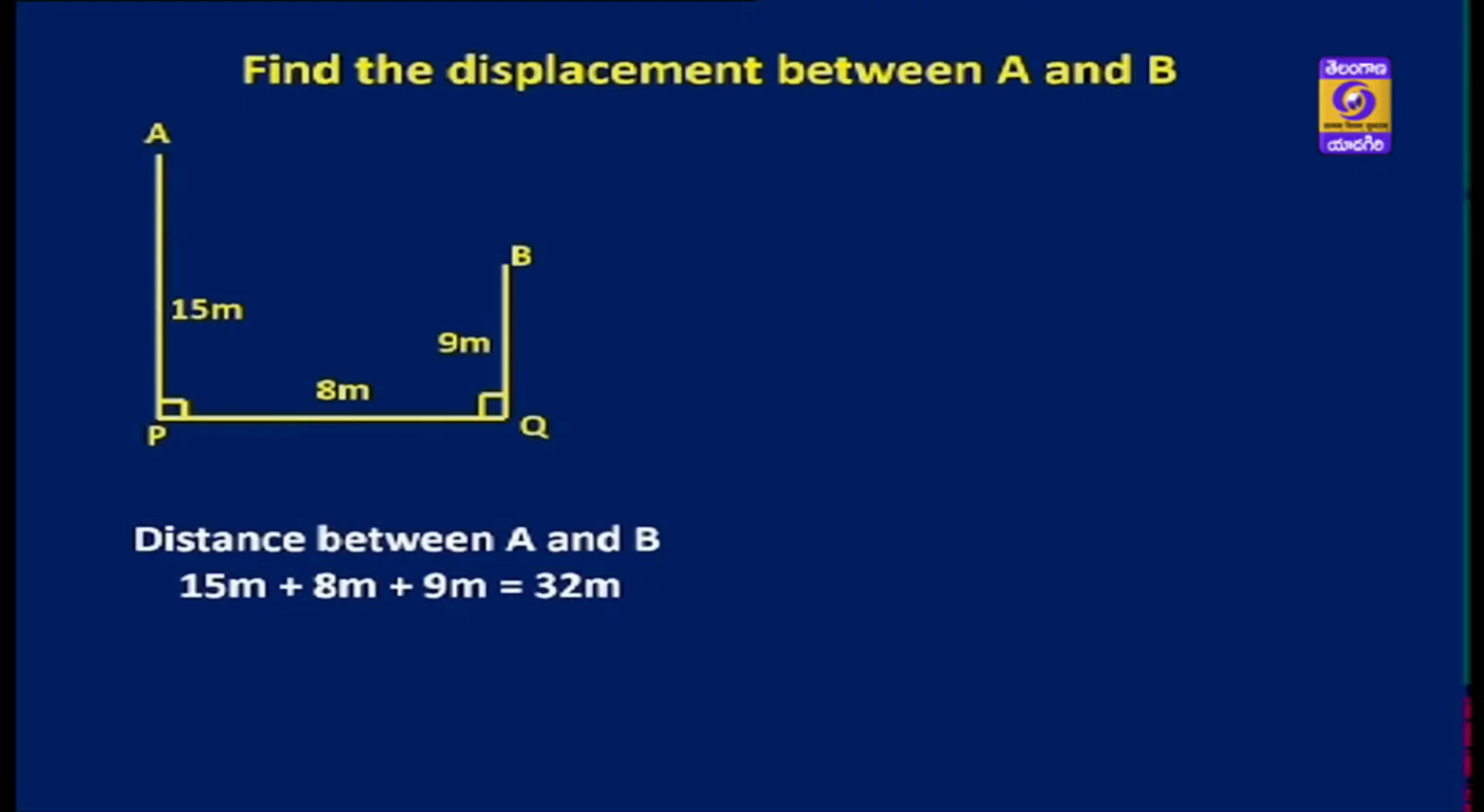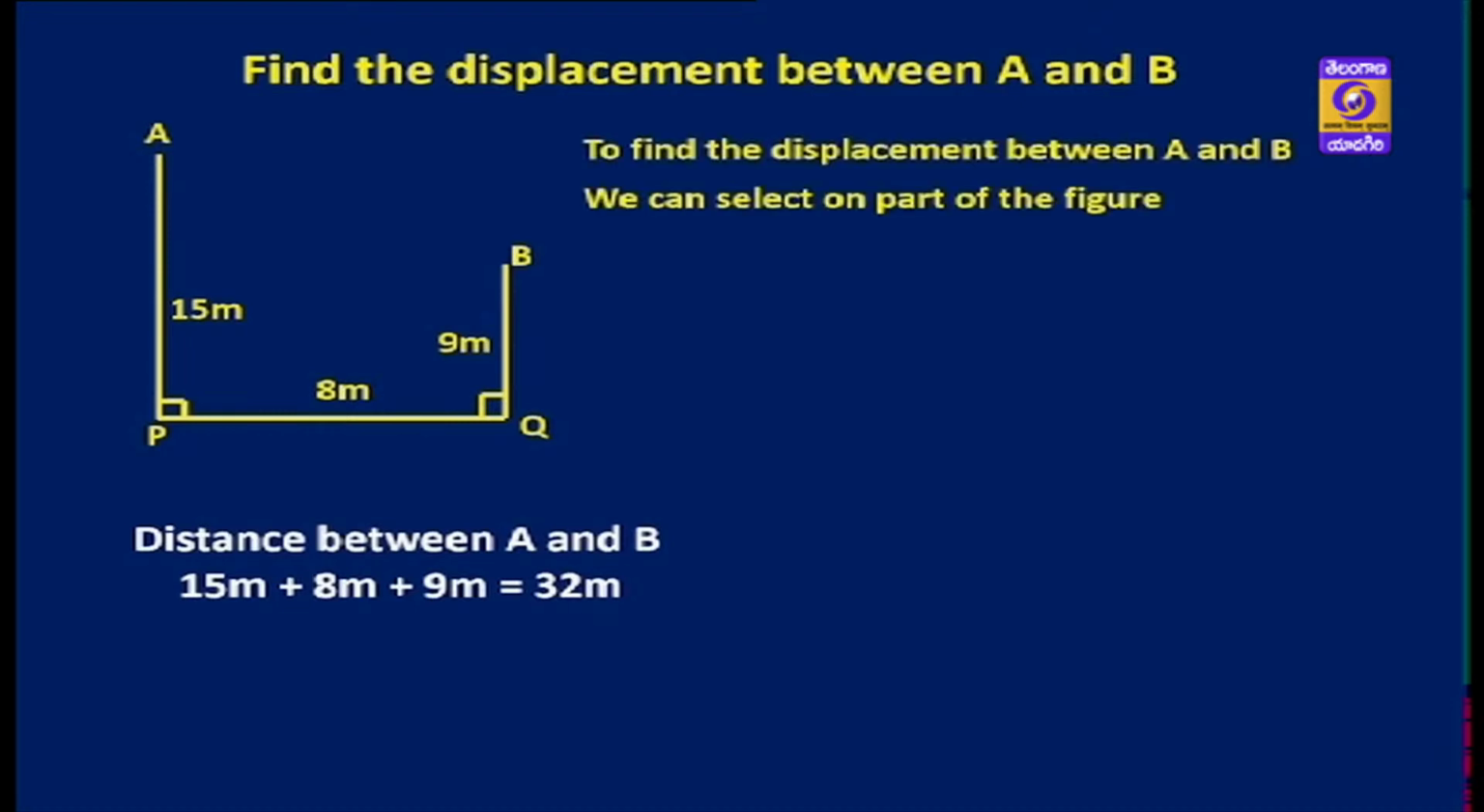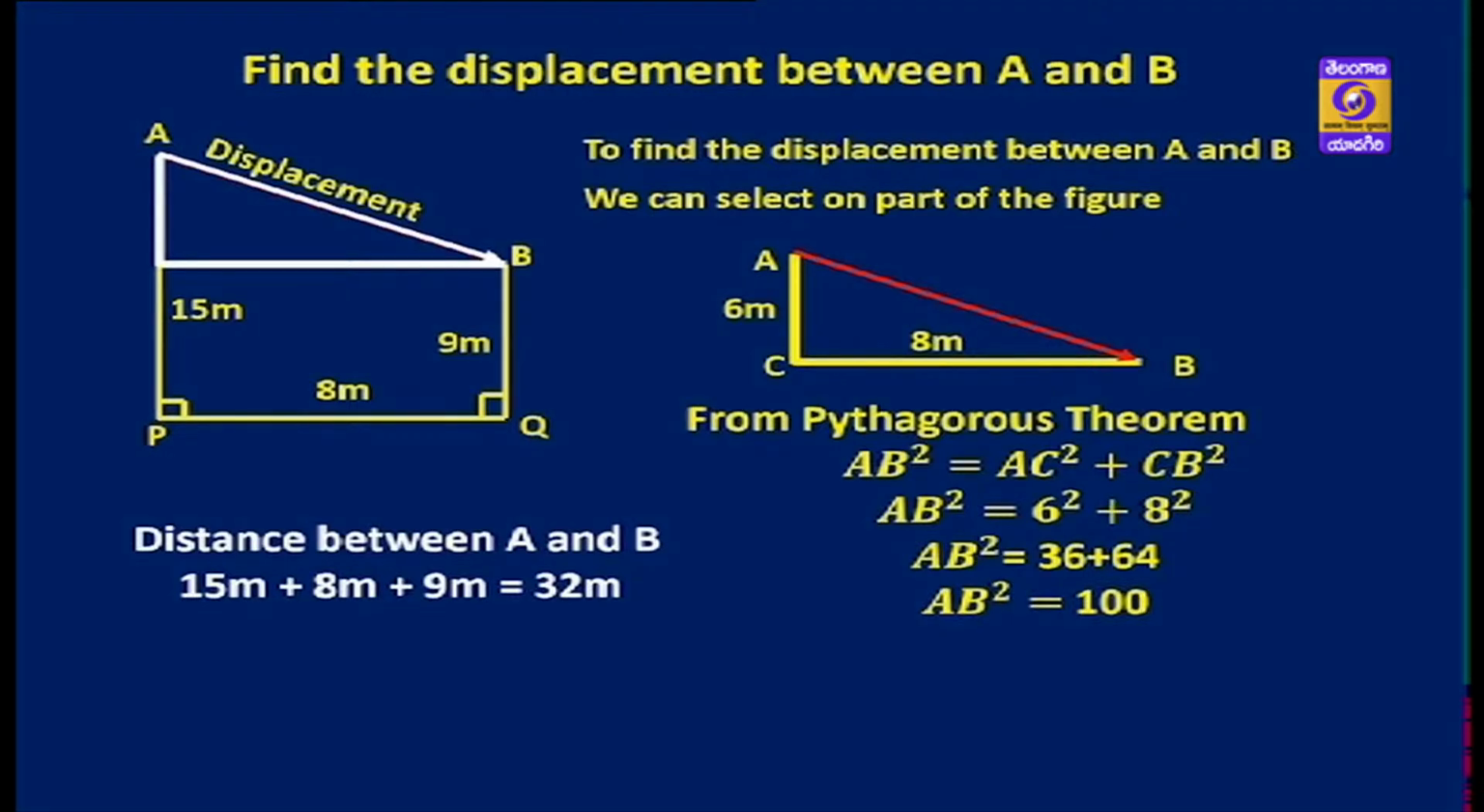Let us do another numerical. Here the object moved from point A to point B along the path APQB. We have already calculated the distance from point A to point B, which is 32 meters. To find the displacement between point A and point B, we can select a part of the figure. So we can select ACB such that AC is perpendicular to BC. ACB forms a right-angled triangle, and hence we can use Pythagoras theorem.